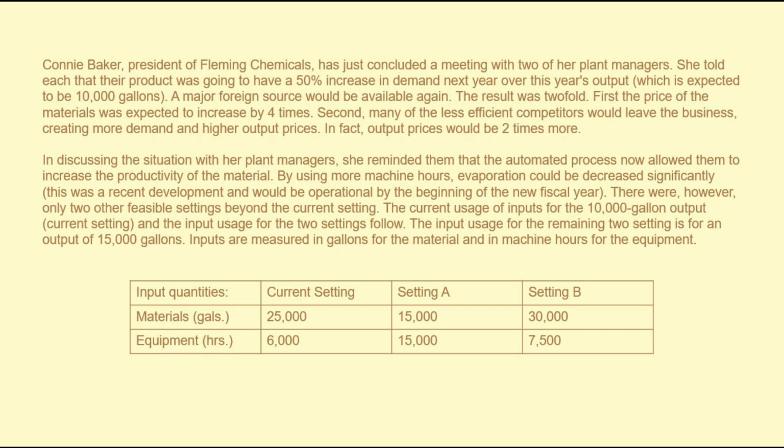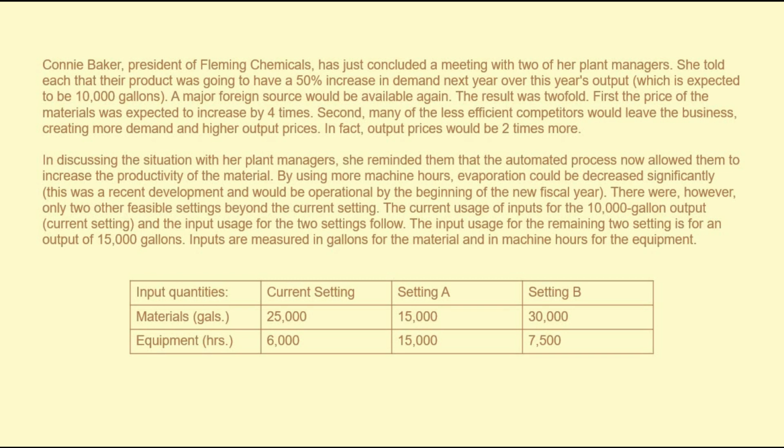A major foreign source would be available again, and the result was twofold. First, the price of the materials was expected to increase by 4 times. Second, many of the less efficient competitors would leave the business, creating more demand and higher output prices. In fact, output prices would be 2 times more.